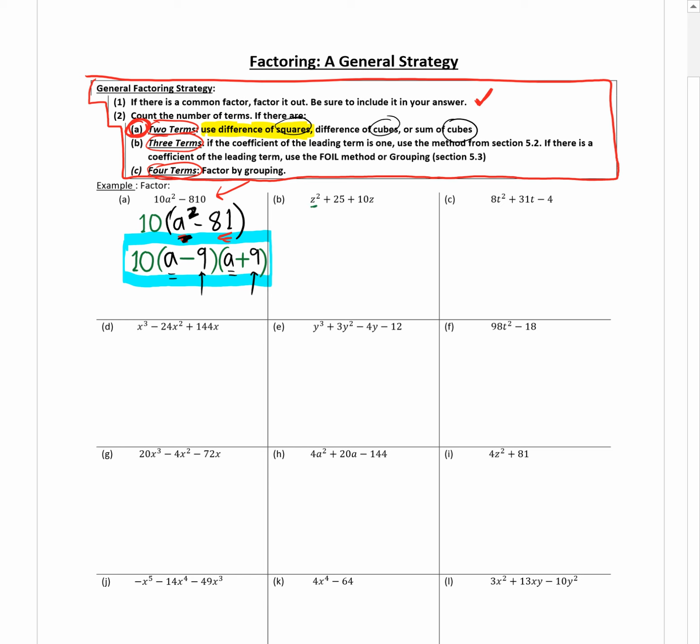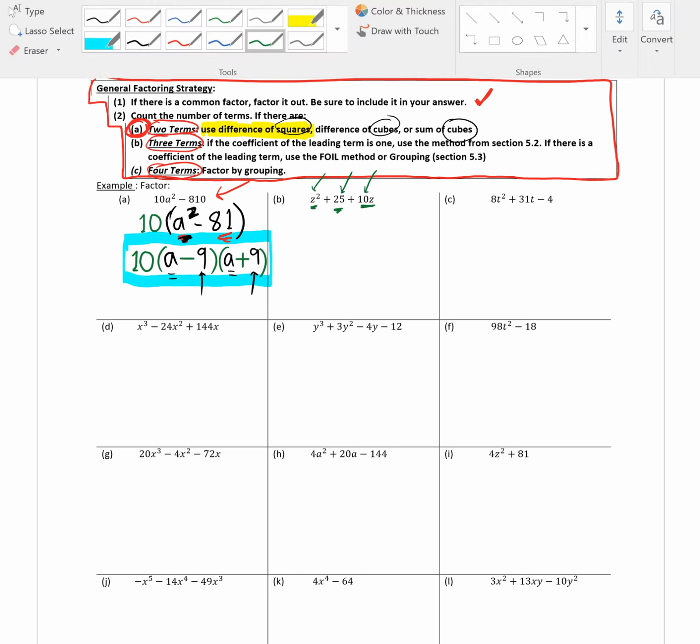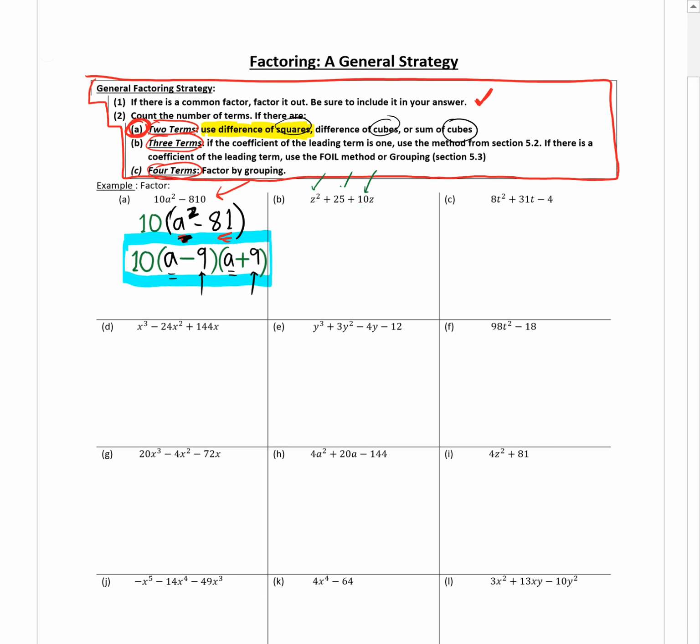I notice the z squared and the 10z have a z in common, but the 25 does not have a z. So there's no variable in common. The second and the third terms, 25 and 10, both have a common divisor of 5, but 5 doesn't really divide or factor out of the first term. I think in this second example, part B, there's no common factor. So I can kind of skip step 1. Now I'll move on to step 2.